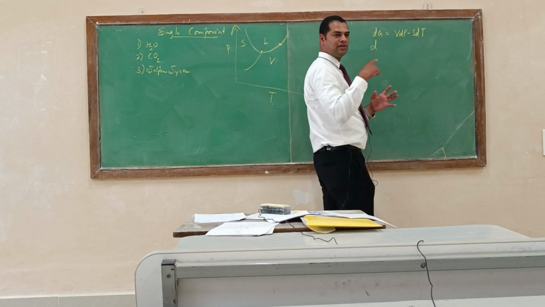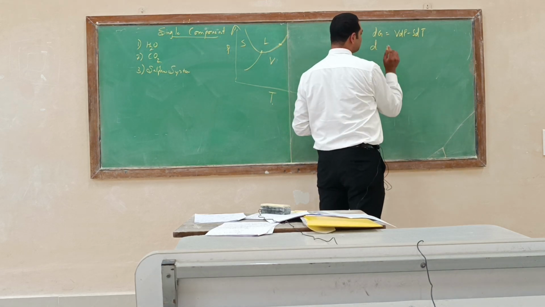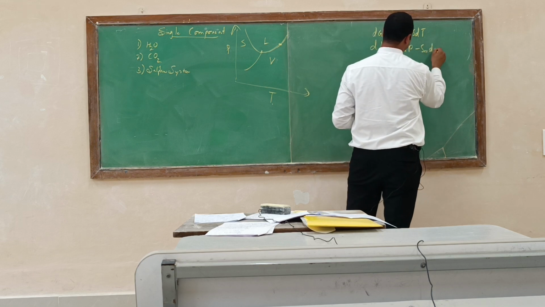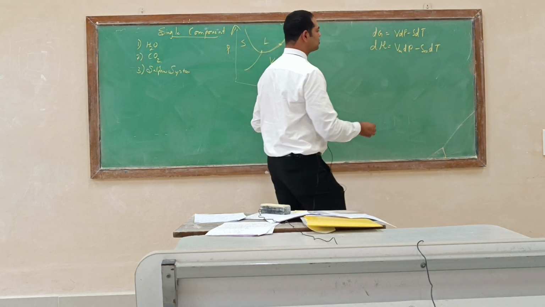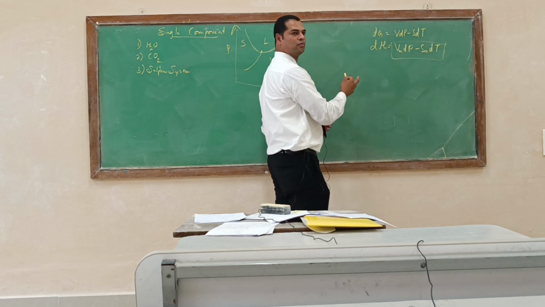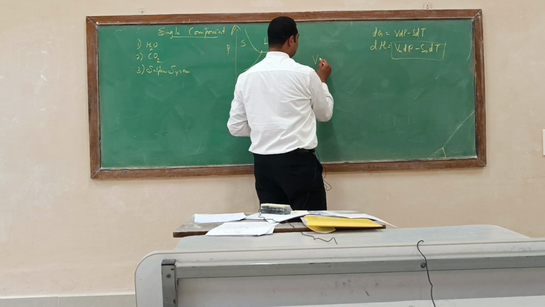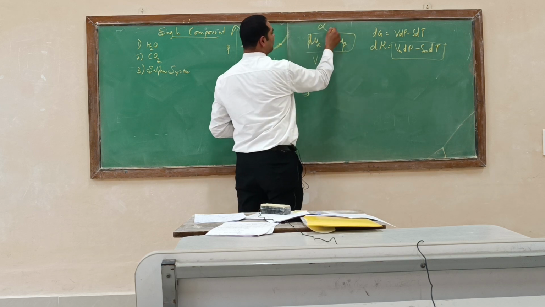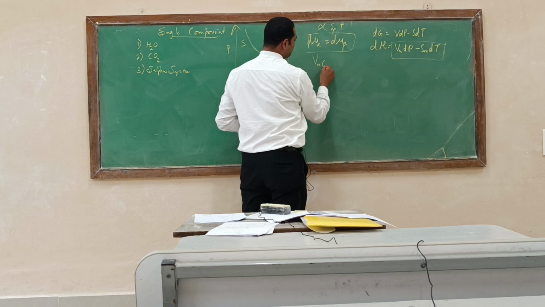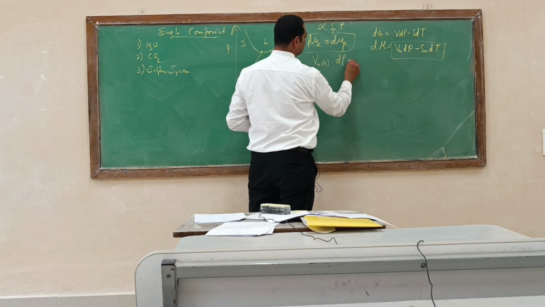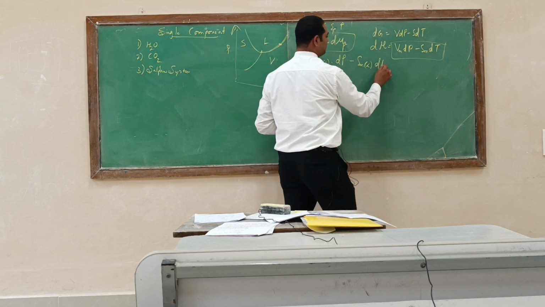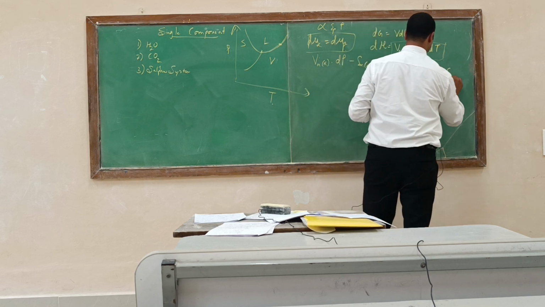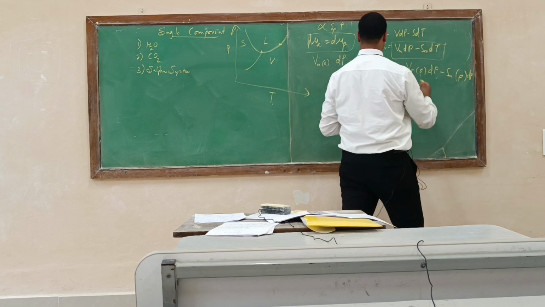Now what will your d mu be equal to? Gibbs free energy or molar Gibbs free energy? The molar Gibbs free energy, d mu, is equal to Vm dP minus Sm dT, right? This should be the same for both the alpha phase and the beta phase. So d mu alpha is equal to d mu beta for phases alpha and beta. Now Vm alpha dP minus Sm alpha dT should be equal to Vm beta dP minus Sm beta dT.